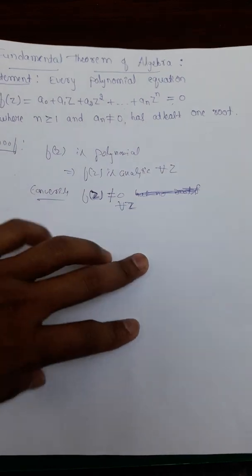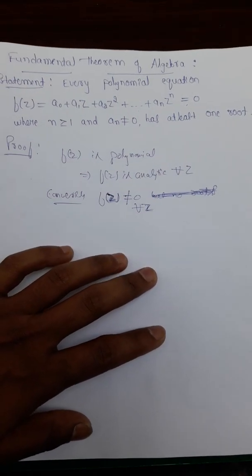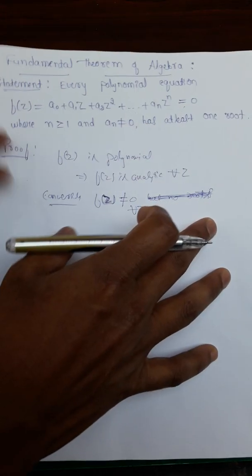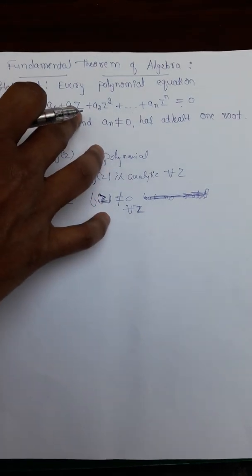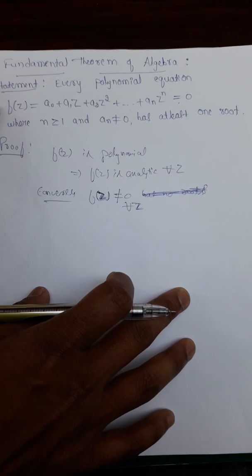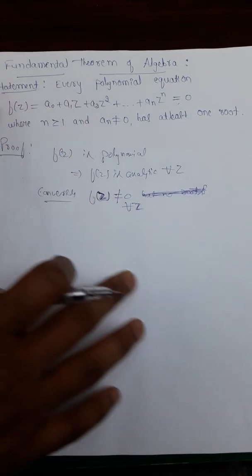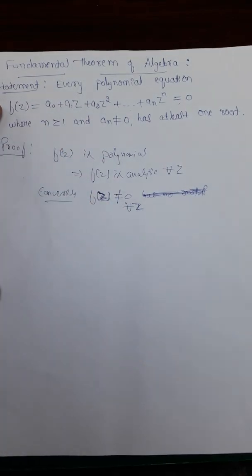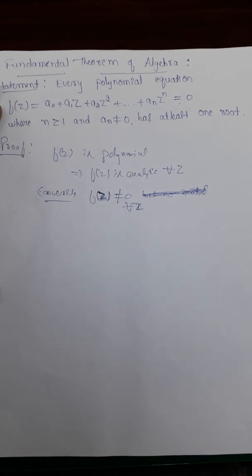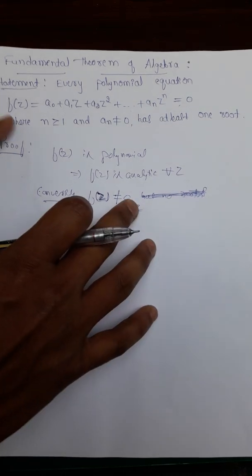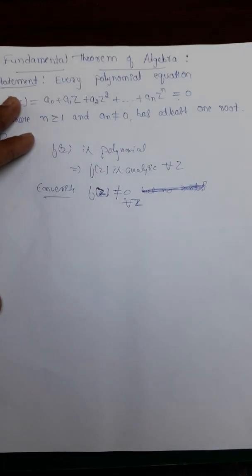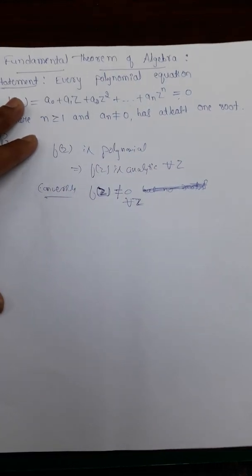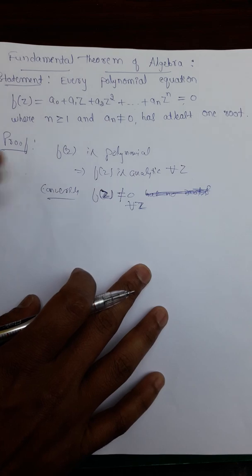In this video, I discuss the fundamental theorem of algebra. The statement of the fundamental theorem of algebra is: every polynomial equation f(z) = a0 + a1 z + a2 z^2 + ... + an z^n = 0, where n is greater than or equal to 1 and an is not equal to 0, has at least one root. In fact, it has exactly n roots, where a0, a1, and so on up to an may be real or complex coefficients. Let me now give the proof of this theorem.